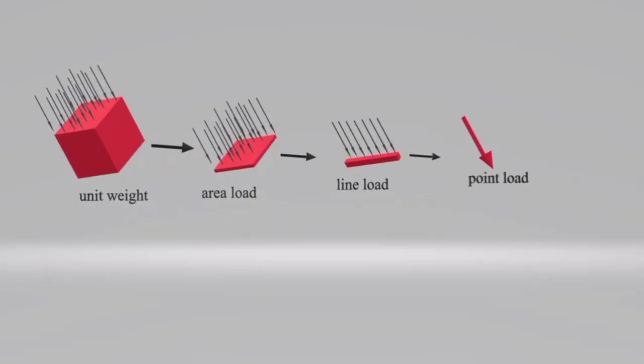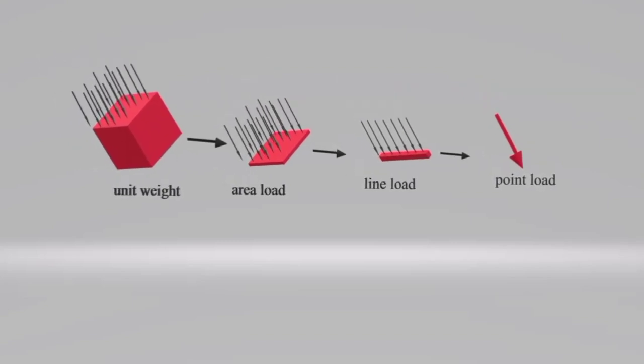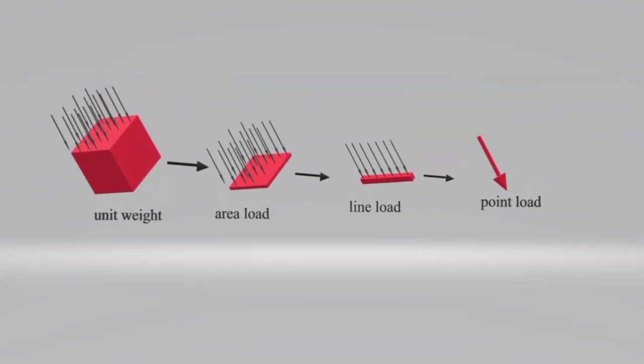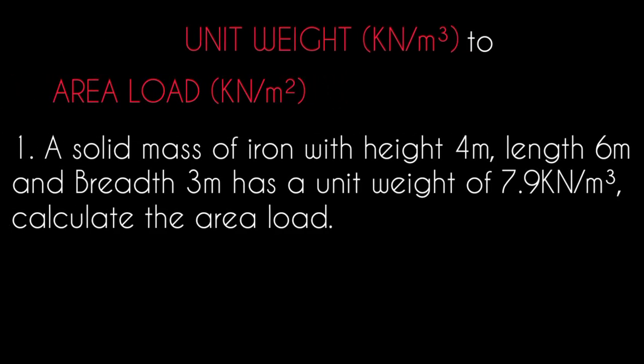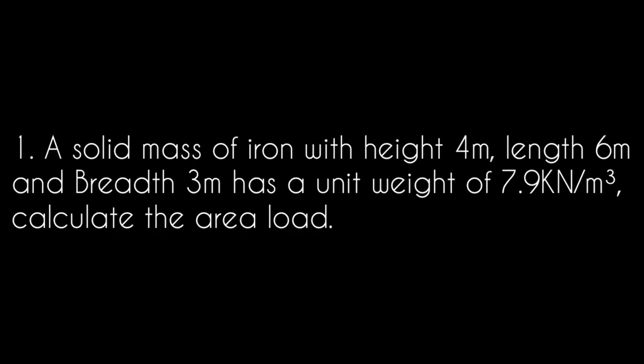Having known all this, how do we convert unit weight to area load, to line load, and to point load? Let's get to that. Converting unit weight to area load: our solid mass of iron has a height of 4 meters, length of 6 meters, breadth of 3 meters, and unit weight of 7.9 kilonewton per meter cube. Let's calculate the area load.